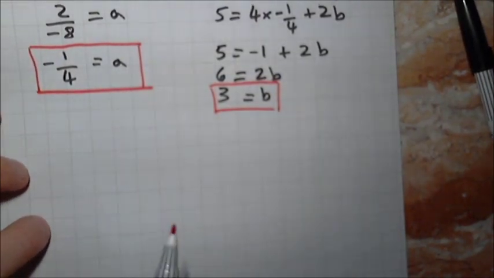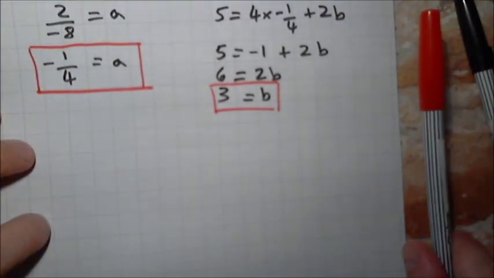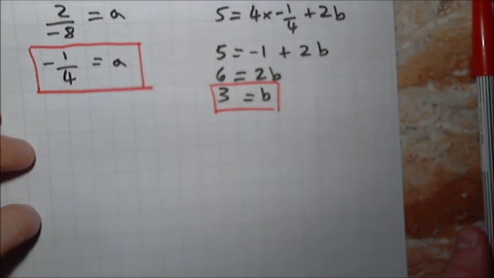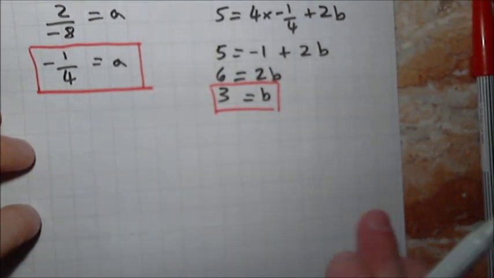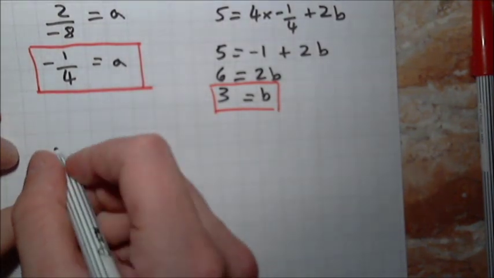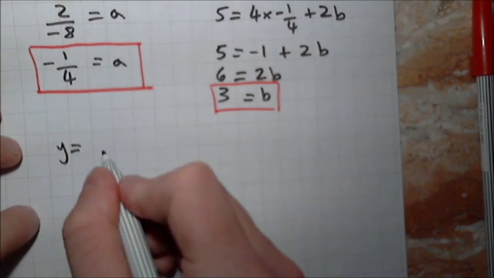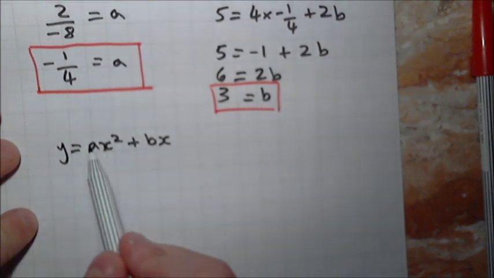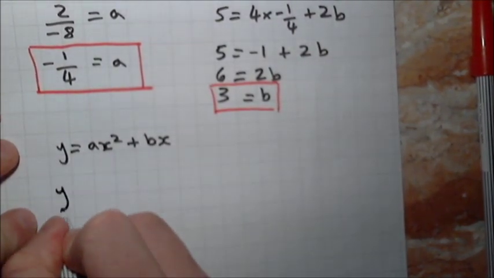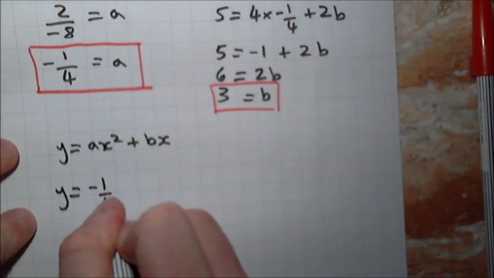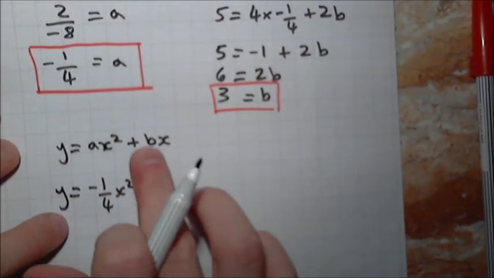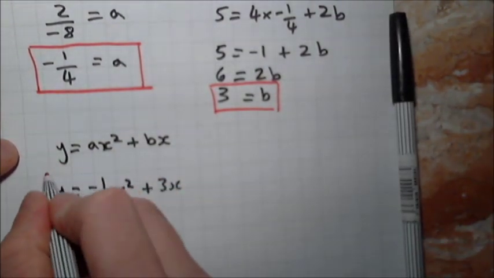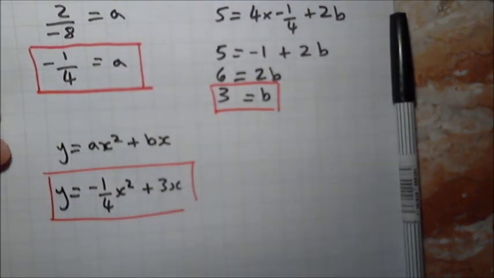So we've now found what a is and b is. The last step is now to put these values back into the formula we were given at the start. The question said the curve y equals ax squared plus bx. So we now need to change the a and the b to these values. So I'll write it down again. The question said y equals ax squared plus bx. So let's change that a to minus a quarter and that b to a 3. So y equals minus a quarter x squared plus 3x, and we've solved it. We have now got the formula for the curve.